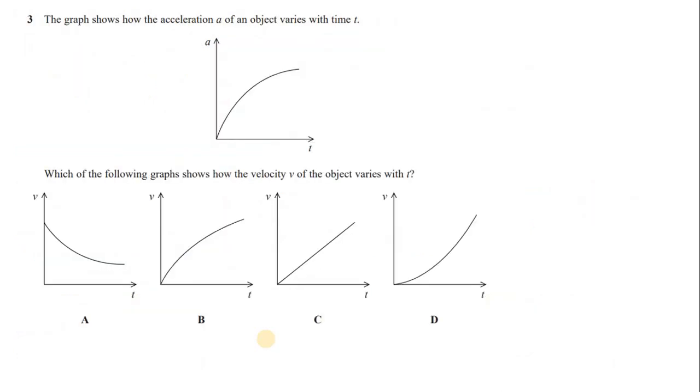Question number 3. The graph shows how the acceleration a of an object varies with time t. This is the acceleration-time graph given, and we need to choose which of the following graphs shows how the velocity v of the object varies with time for the same object. Clearly, if you see the given graph, acceleration is continuously increasing, but with a decreasing rate.